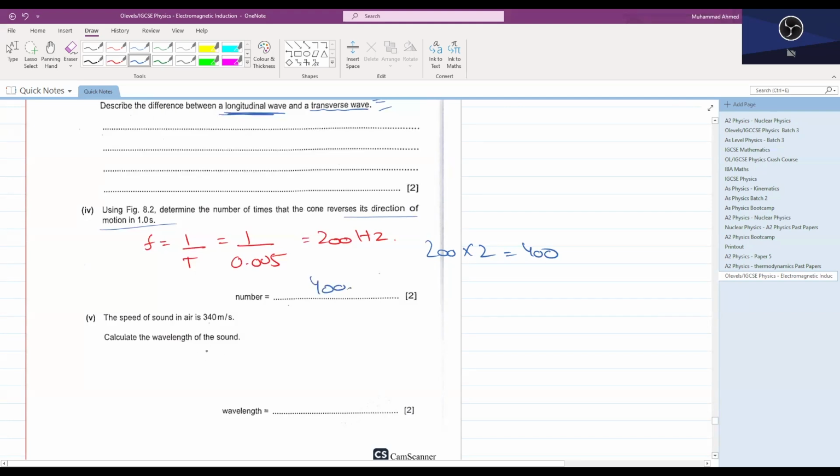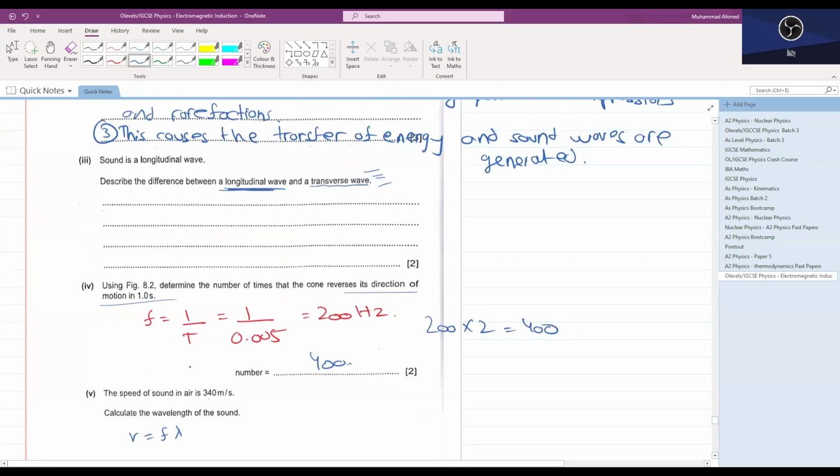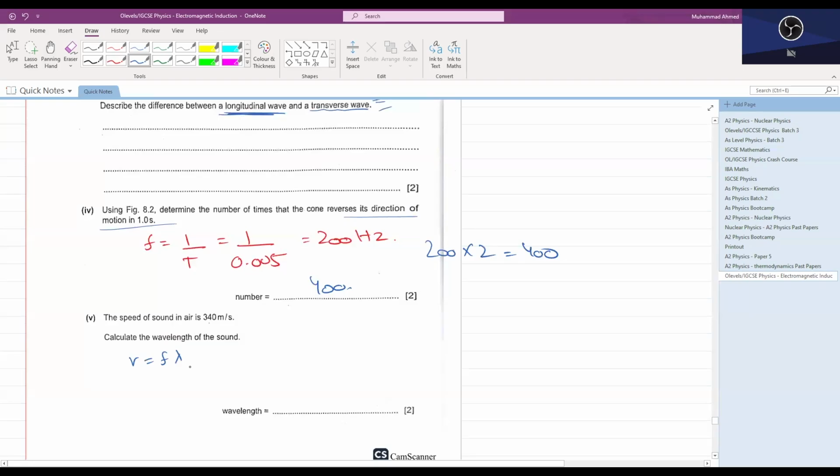The speed of sound is this. Calculate the wavelength of sound. Okay, very easy. So v equals f lambda. We are given the frequency. We are given the speed. We can do that. 340 equals 200 lambda. 340 divided by 200, the lambda comes out to be 1.7. 1.7 meters is your lambda or wavelength.